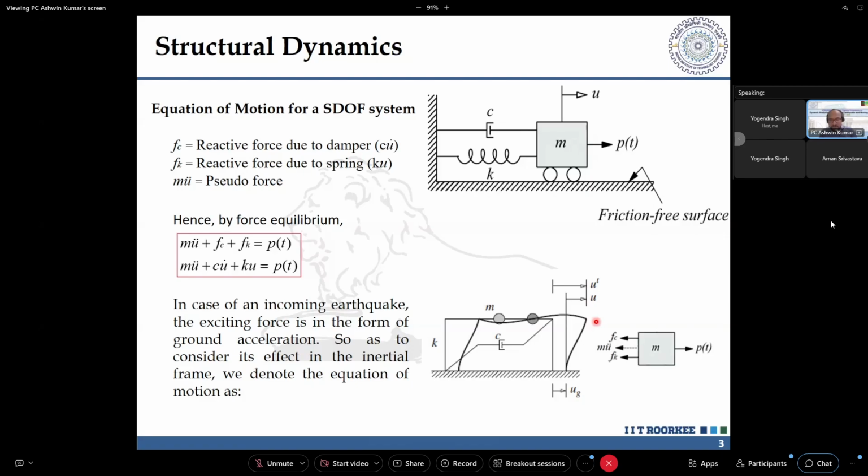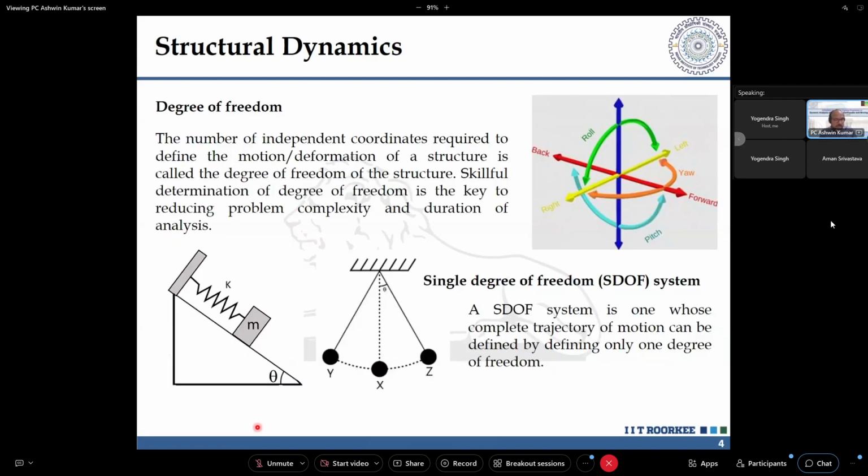And if we draw the free body diagram and write the equation of motion, we get m u double dot plus the reactive force due to the damper, plus the reactive force due to the stiffness of the columns, the members that we consider, is equal to minus m u g double dot. These theories you can find in any classical vibration book, and you can understand them easily. But what you need to understand is there is a certain simplification that we have done while analyzing this type of structure, right?